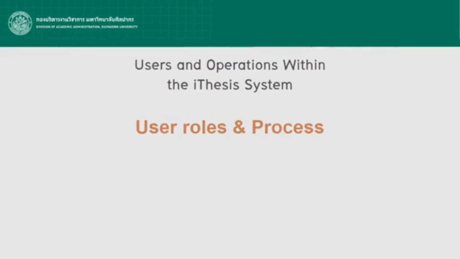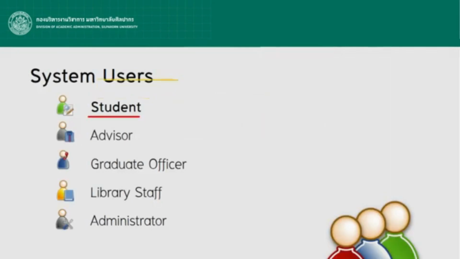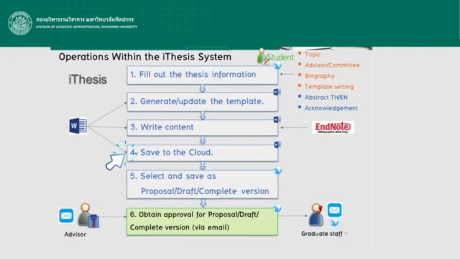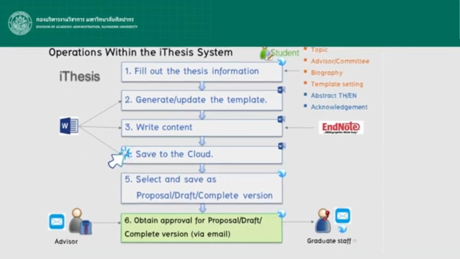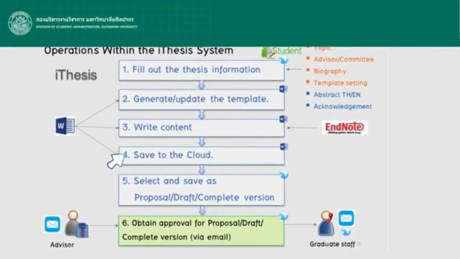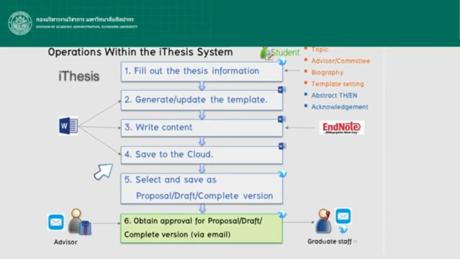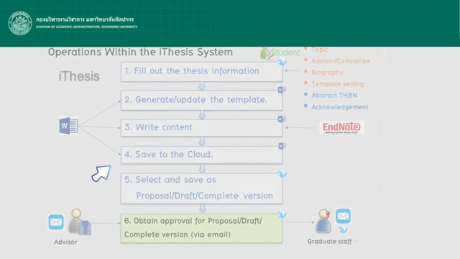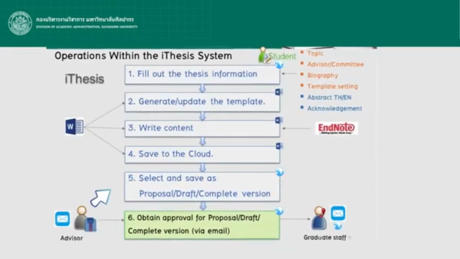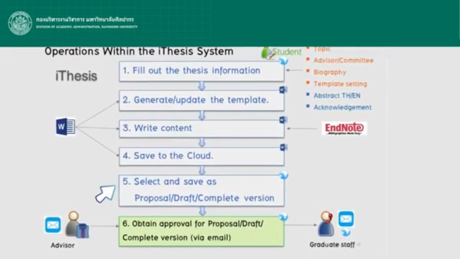For working within the iThesis system, students should start by logging into the web portal to enter basic information about your thesis, enabling the generation of a template. Once students have completed writing the thesis content, you should click Save to Cloud to store the thesis file on the iThesis system's web server.